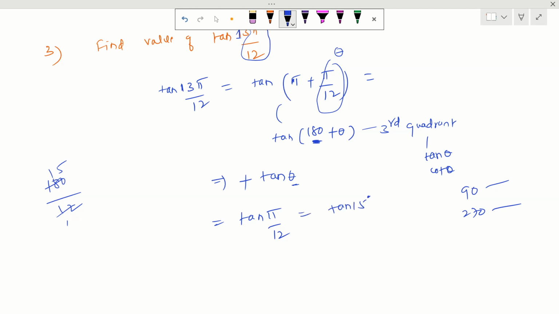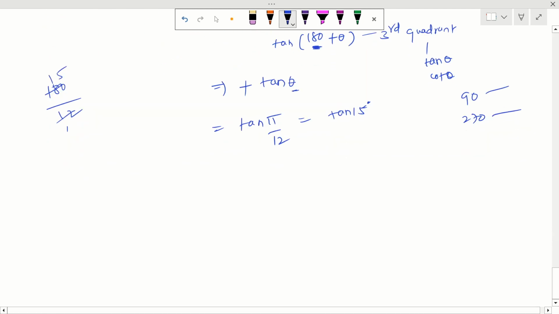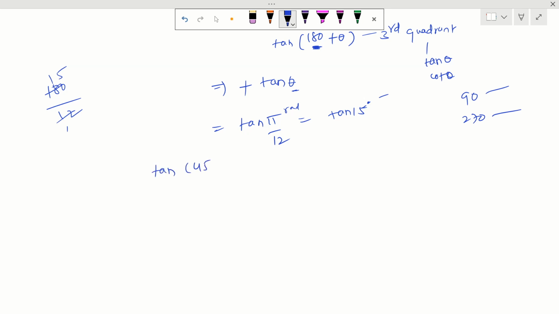This is about tan 15 degree. Tan 15 degree we can write, as before, as tan of 45 minus 30 degree.